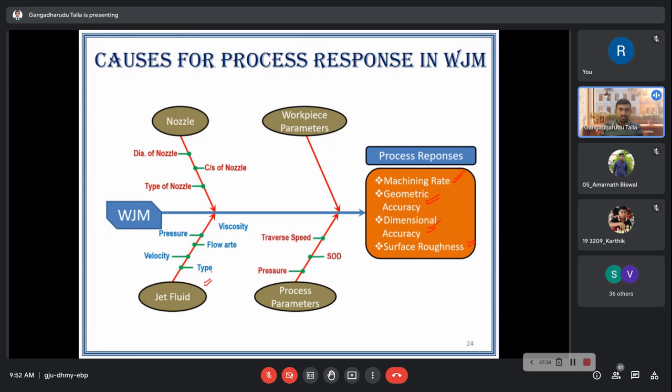Now coming to the process parameters, standoff distance: what is the distance? What is the pressure at which the jet is just coming from the nozzle tip? What is the velocity at which the nozzle is moving? Related to the workpiece, what is the hardness of the workpiece material? What is the thickness of the workpiece material you are cutting? What is the material itself? So all these factors will influence the material removal rate, accuracy, and surface finish.